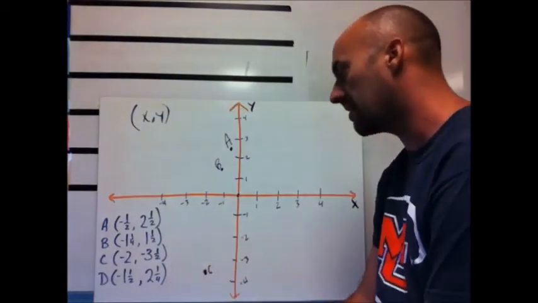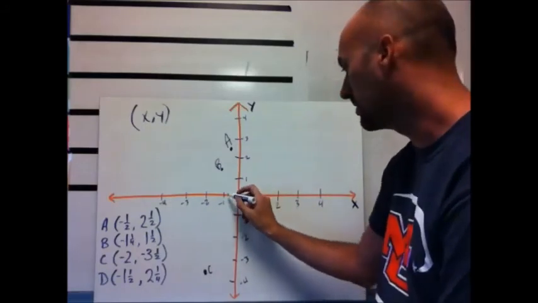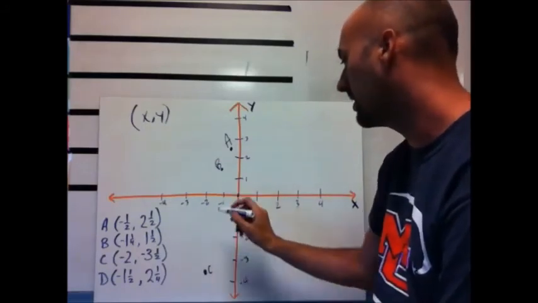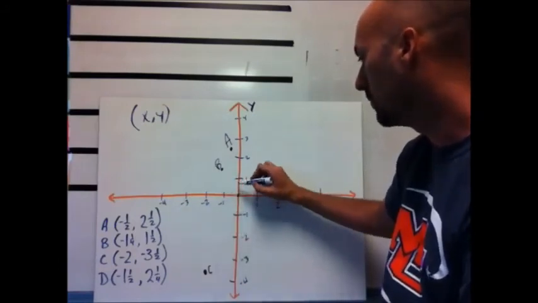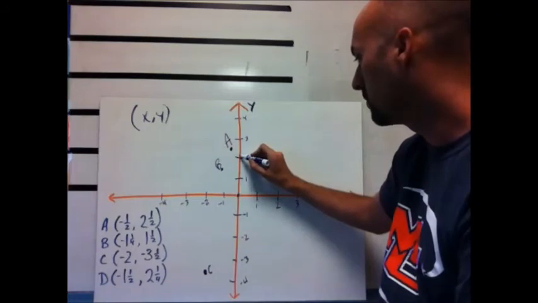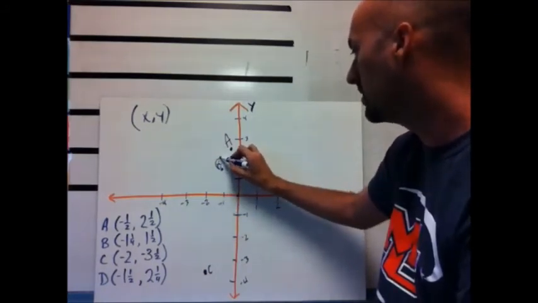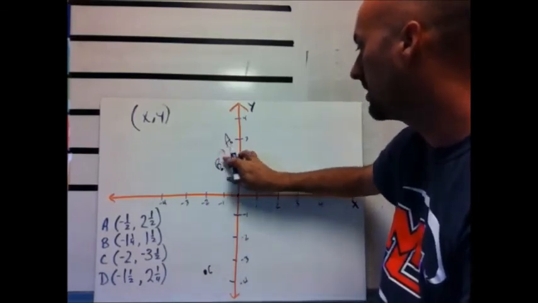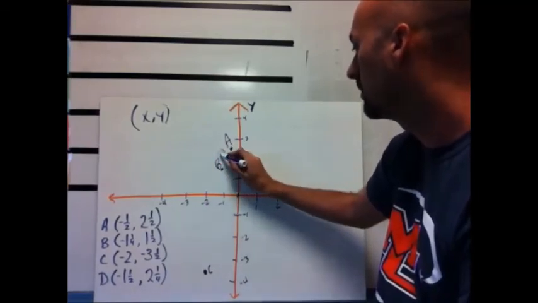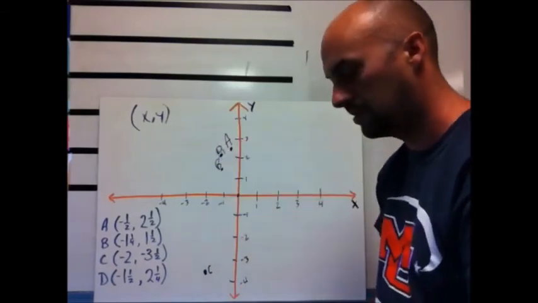D: -1 and 2.25. Well, left, right, first number is X, so I go to -1, and I want to go to 1/2, which is right there. And now I'm going to go up to 2 and 1/4. Well, here's 2, and 1/4 is about right in there, so I'm looking for where these two things meet. That's right, actually just a tad bit higher, I think. There we go. Point D.